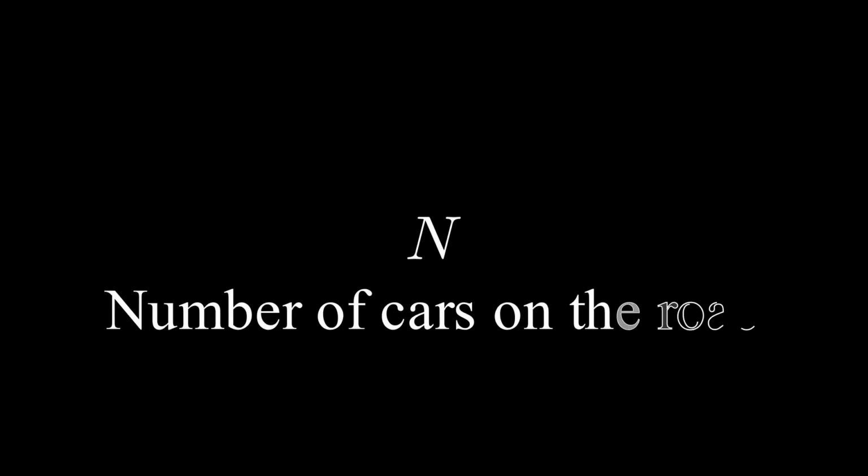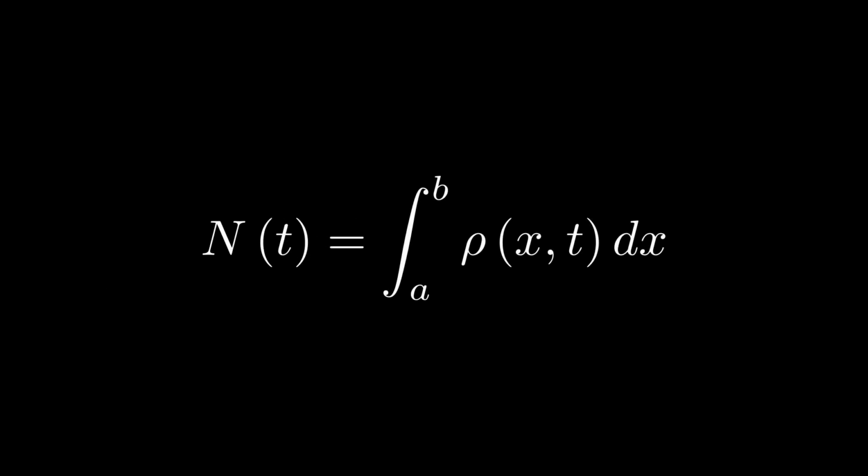If we let capital N denote the number of cars on the road, then we can obtain the total number of cars on the road by integrating rho over the entire road. So N of t would be the integral from a to b of rho of x, t, with respect to x. This is the same way we calculate the probability of a continuous random variable lying between two values. This further highlights the analogous behavior to a probability density function.